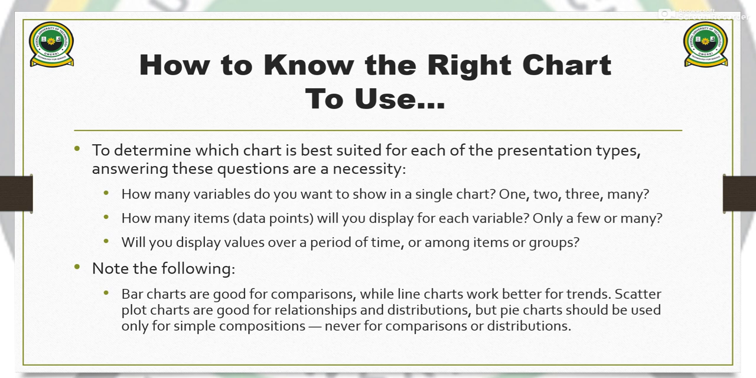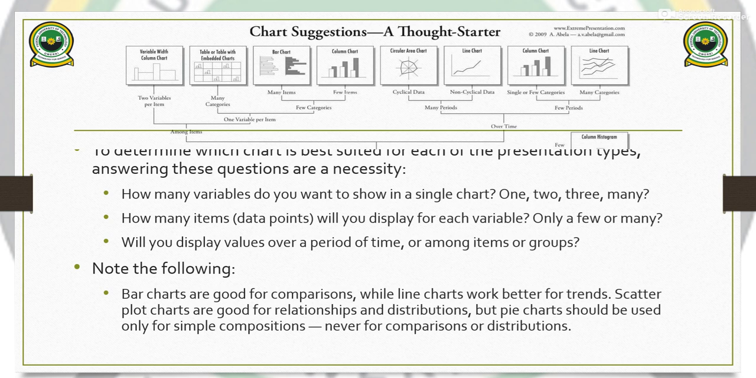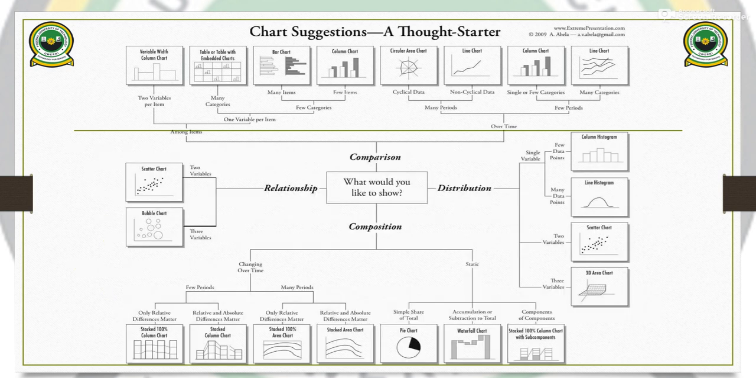So pie charts are only needed in the area of composition. You will find out that you will not be able to use it to plot a distribution or a comparison visualization. Okay, now the charts in front of us show us different charts that we can use for different things.